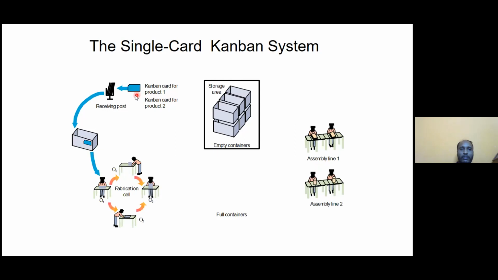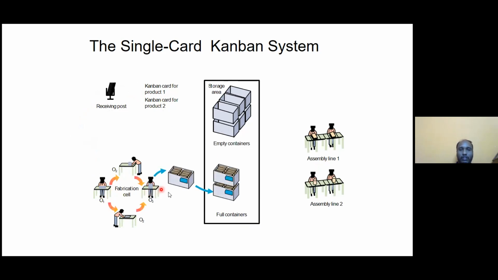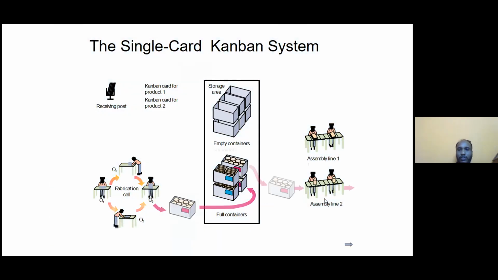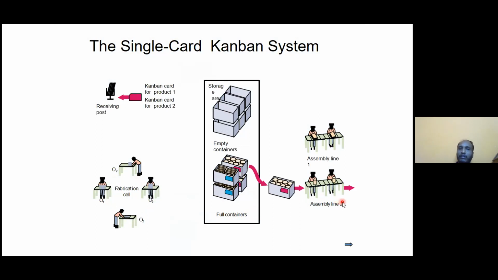The Kanban card for product 1 starts its flow from the receiving post to the fabrication cell area, where the cell layout is done. Then it passes to the full containers, then to assembly line 1. This is the flow of the Kanban card for product 1. After completing product 1, they go for product 2: receiving post, fabrication cell, again the full containers, and then assembly line 2. They take one product at a time, process it, and then move it to dispatch. Like that the flow will go.